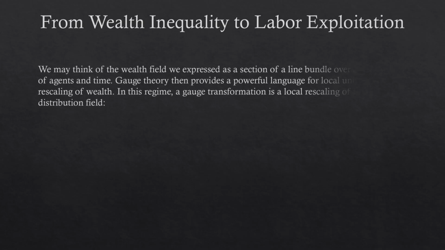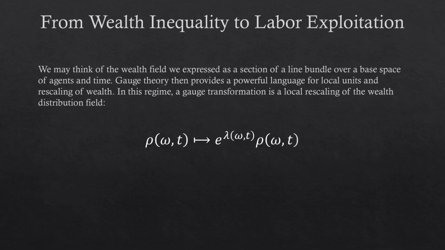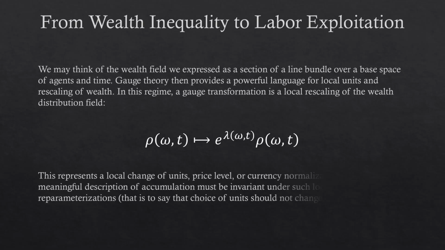We may think of the wealth field we expressed as a section of a line bundle over a base space of agents and time. Gauge theory then provides a powerful language for local units and rescaling of wealth. In this regime, a gauge transformation is a local rescaling of the wealth distribution field by a factor e to the power of lambda of omega and t. This represents a local change of units, price level, or currency normalization. A physically meaningful description of accumulation must be invariant under such local reparameterizations, that is to say, the choice of units should not change who is rich or poor.